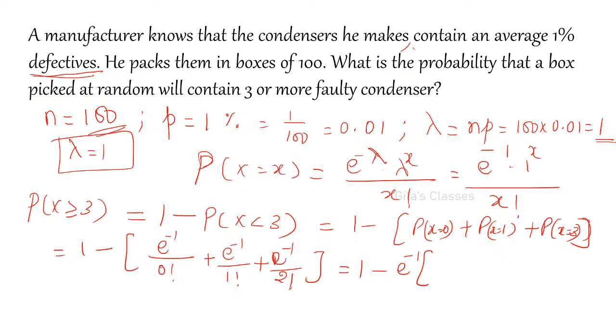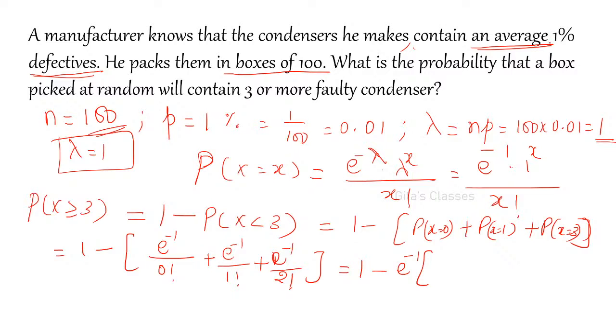1% of the pack is defective. That is 1 out of 100 is defective. That is why P is taken as 1 by 100. And what is given? Contain an average. Average means 1%. That is why lambda is 1. Lambda is not 1, 1%, because he packs them in boxes of 100. If he does not pack them in boxes of 100, you have to take this as P only, 1%.